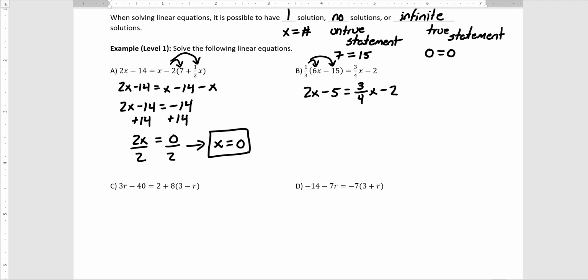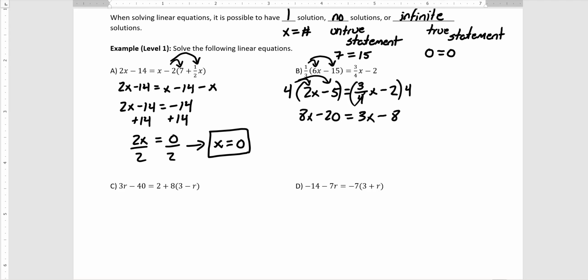Now, there's a couple different things we can do here. I know that a lot of you aren't the biggest fan of fractions. So one thing we can do to just get rid of our fractions is multiply everything, both sides of the equation, by 4, that denominator. By doing that, obviously we need to distribute over here. 4 times 2x is 8x. 4 times negative 5 is negative 20. But look what that does with my fraction. 4 times 3/4 x would divide out that denominator, so I'd be left with just 3x. And then 4 times negative 2 is negative 8.